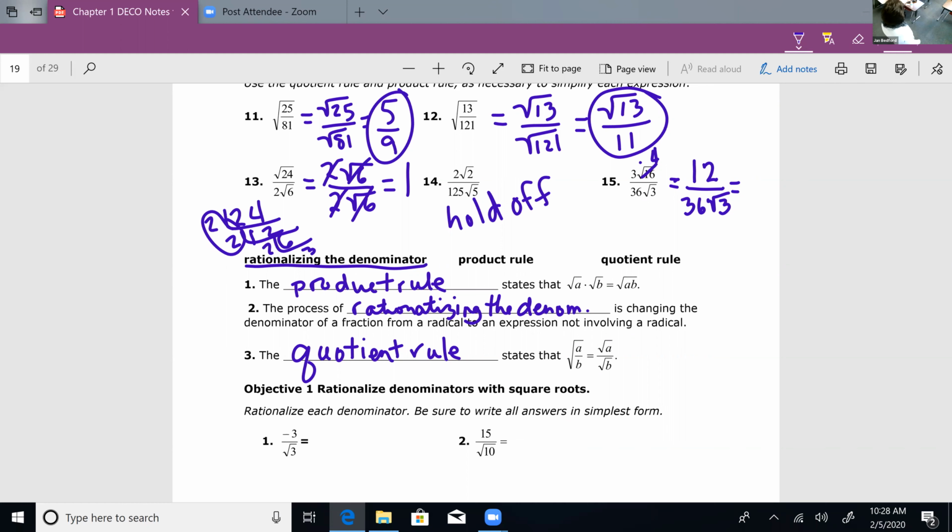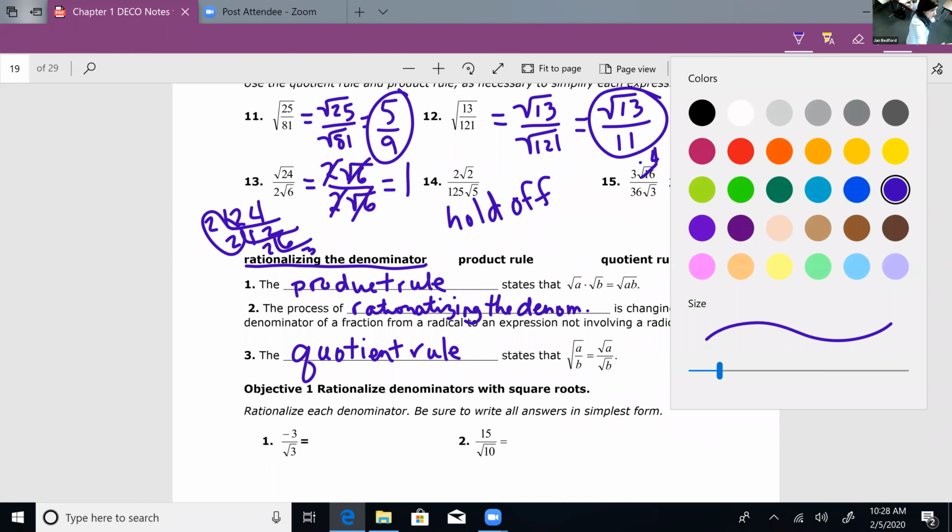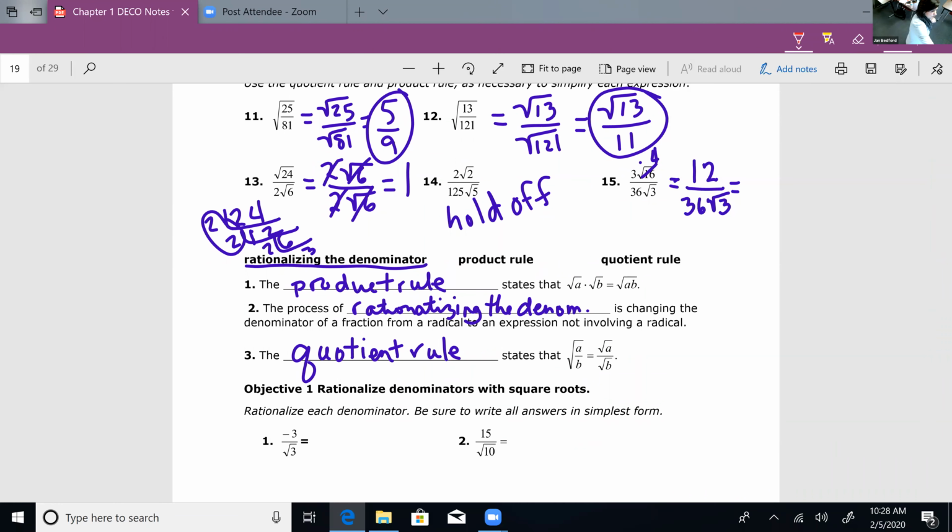What goes into both of those evenly? 3 will. 3 goes into 12, 4 times. 3 goes into 36 how many times? 12 times. Hey, that's going to reduce more because now I've got a 4 on top, 12 on bottom.